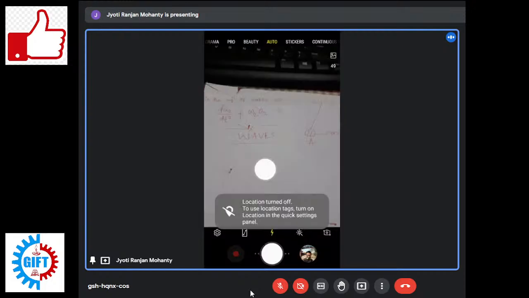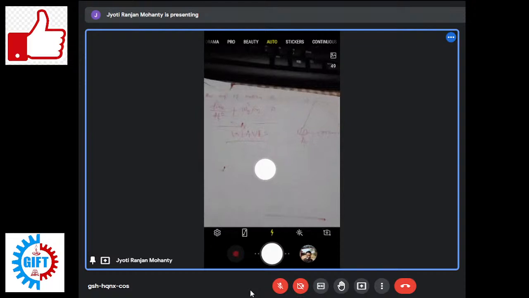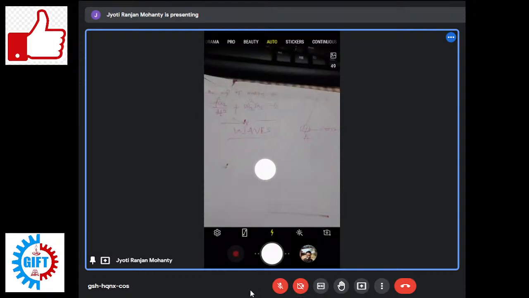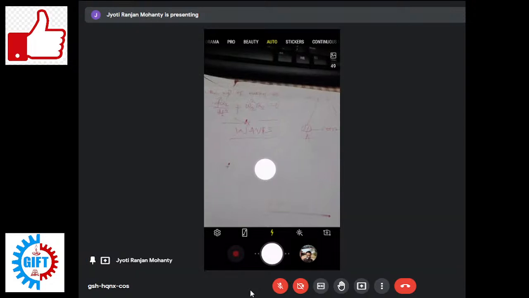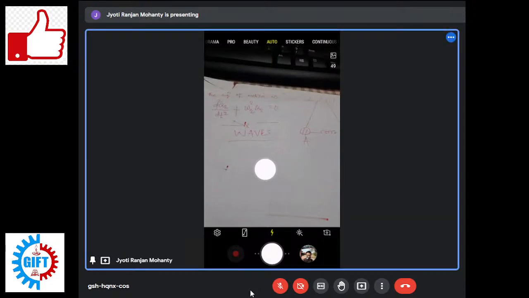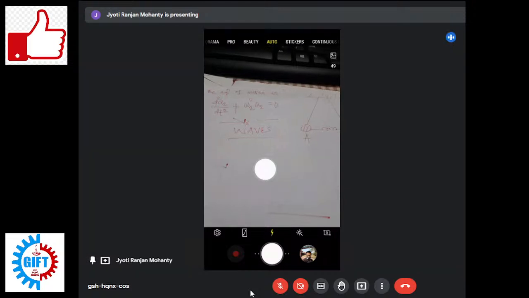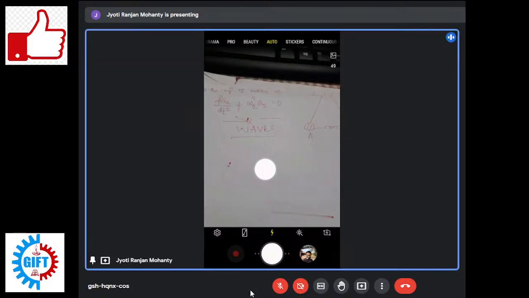Okay, you do this problem now. Any answers? 0.4 erg, or any other answer? Who can say?